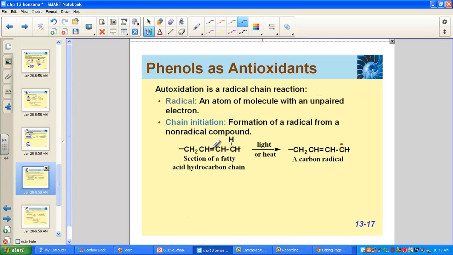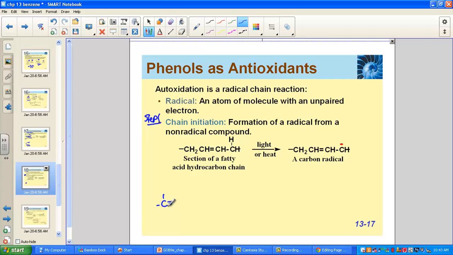Let's look at this process known as a radical chain reaction. In step 1, we have to initiate the chain. It is called the chain initiation, where we form a radical from a non-radical compound. Let's review radical. I know we covered it in inorganic. A radical is an atom or a molecule with an unpaired electron. Because it has an unpaired electron, it is left with an exposed negative area.